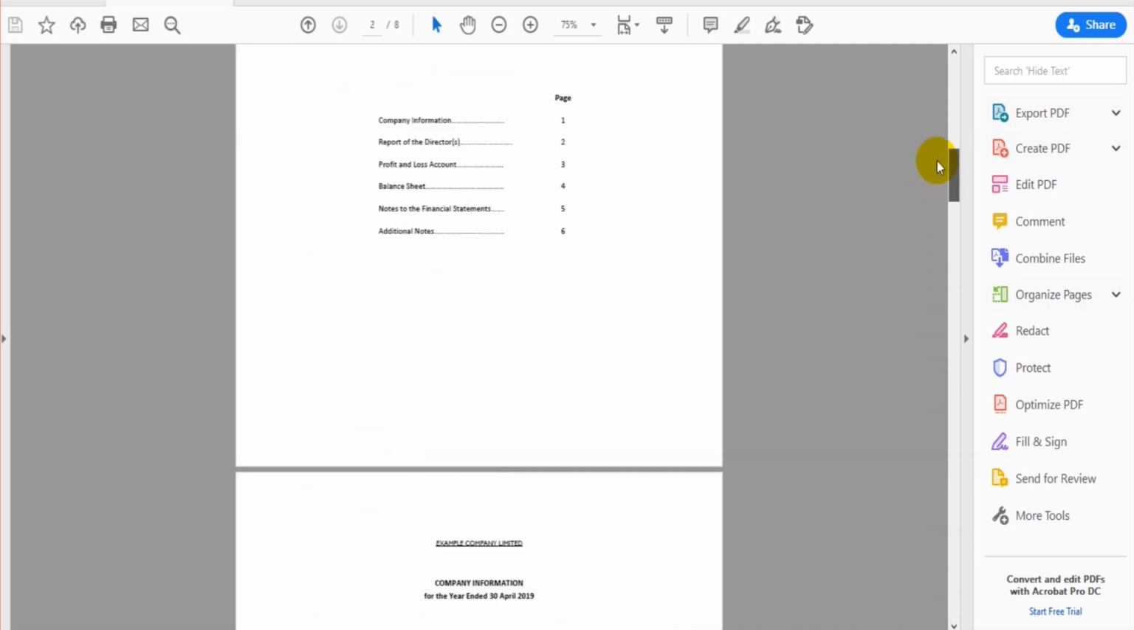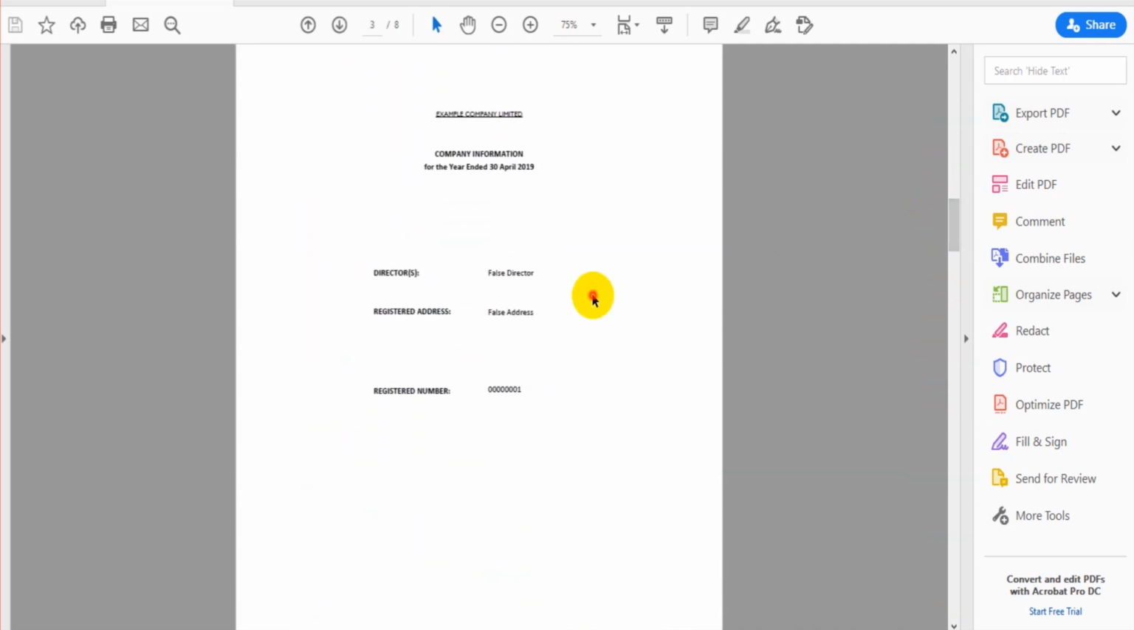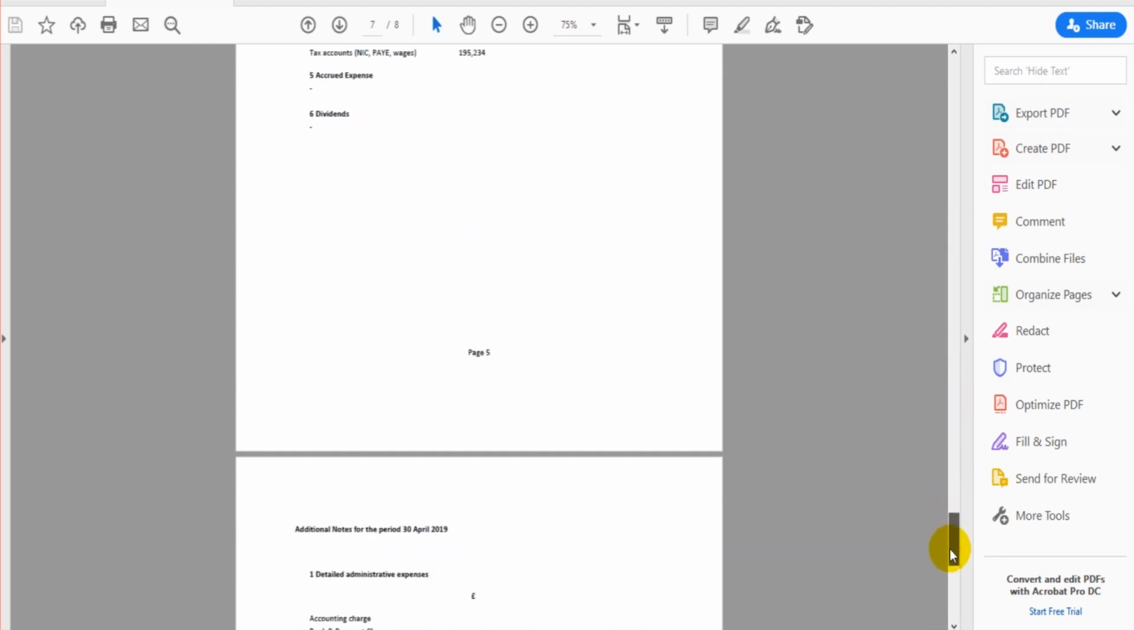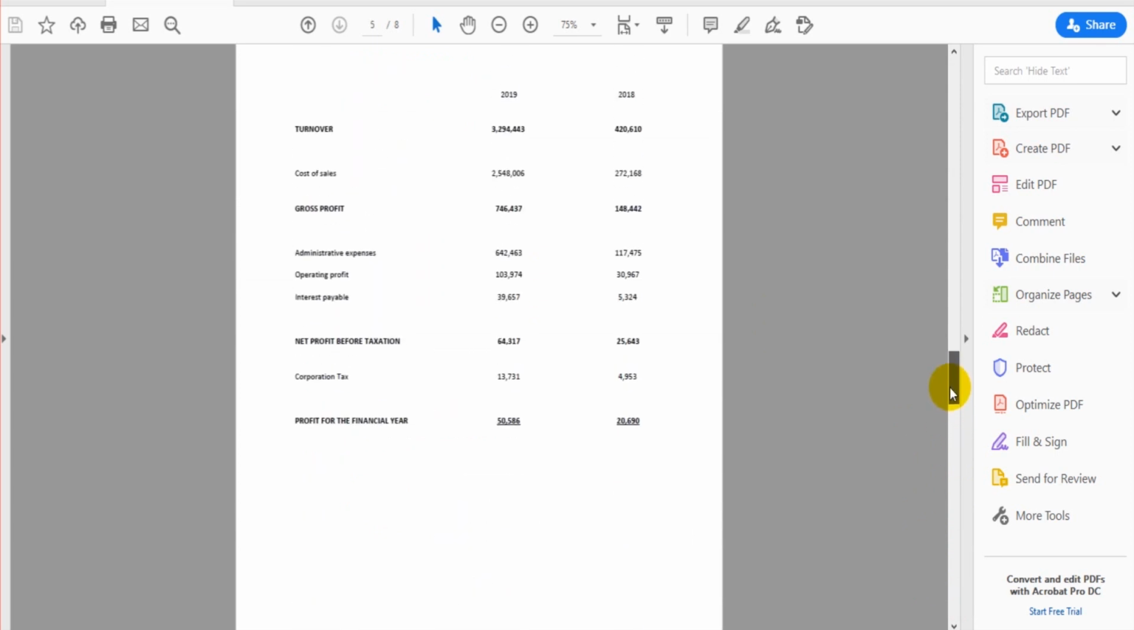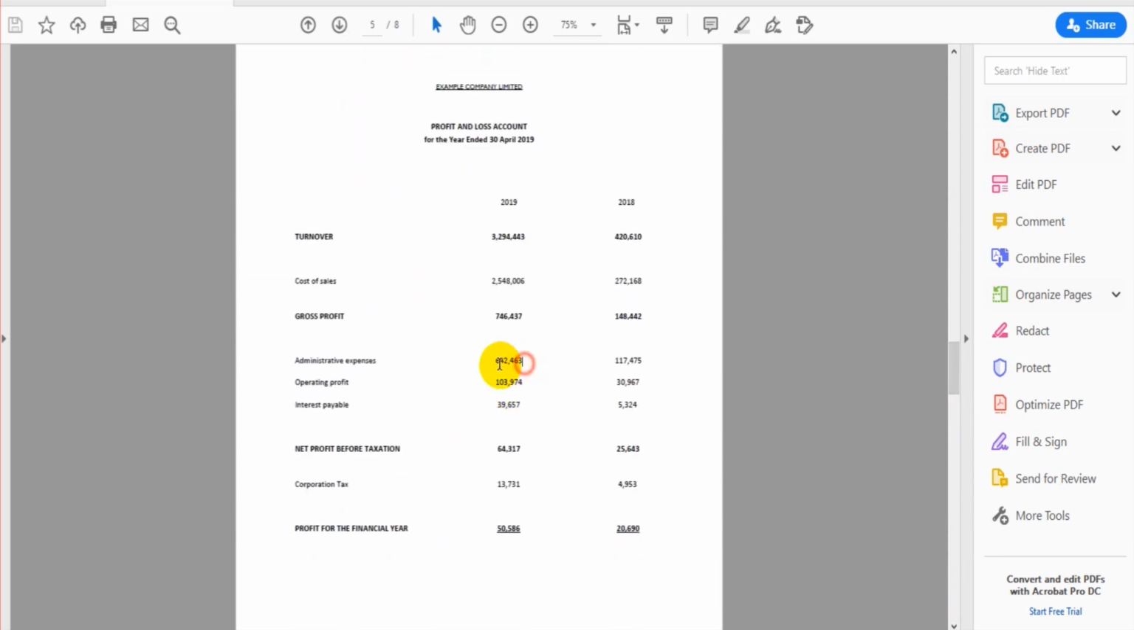Now, if we go back to the notes up here, how many directors are there in the company? How many owners are there? There's just one director. So the director is actually paying himself $288,000 in the financial year. If we take that into consideration, that about a third of admin expenses is actually the director's salary, then profits actually look a lot better because he doesn't have to be paying himself or herself that much money.